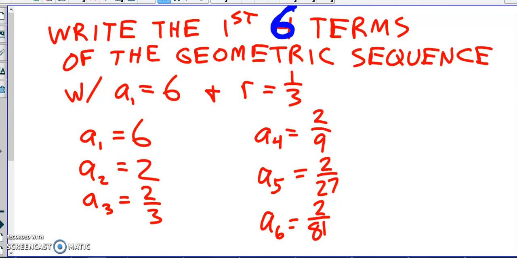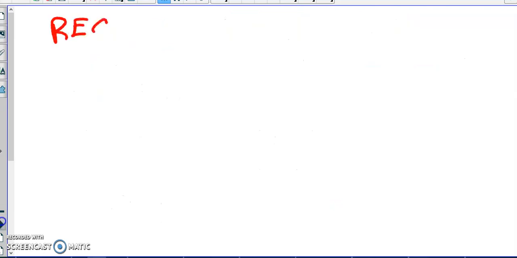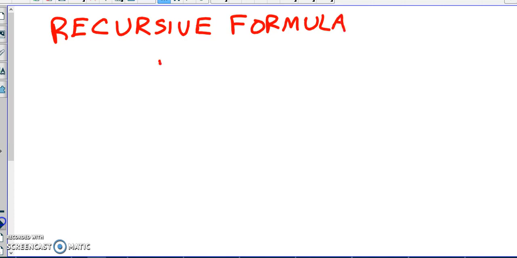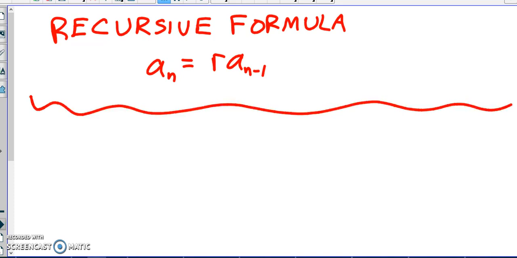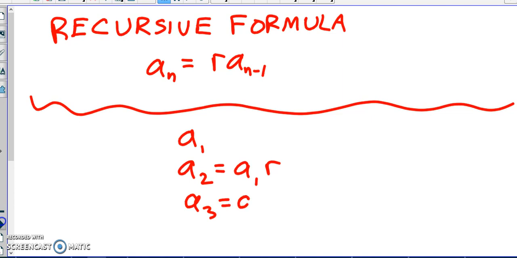Well, let's talk about recursive versus explicit formulas for these. So if I wanted a recursive formula, if I want to get A sub n, I could take R times the term that came before it. Now, consider this. If I start off with A1, then the next term, A2, would be A1 times R. And the next term, A3, would be A1 times R times R. And A4 would be A1 times R times R times R, because I'm taking the previous term and multiplying it by another R.